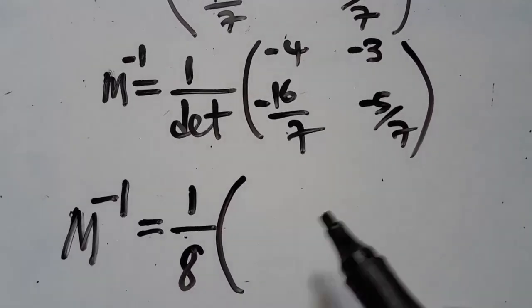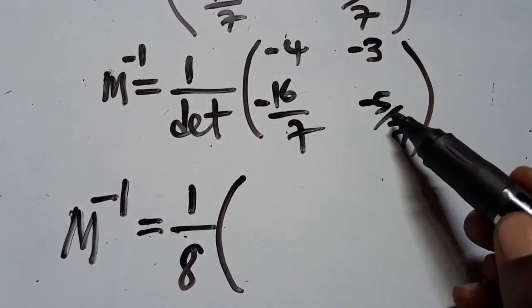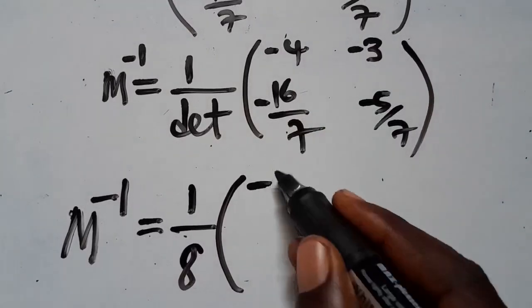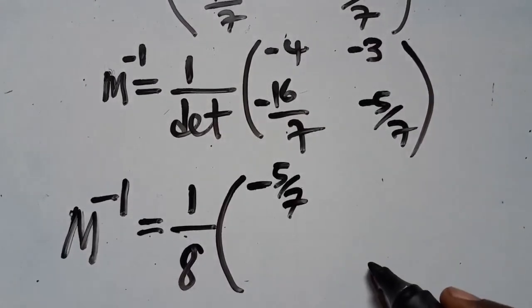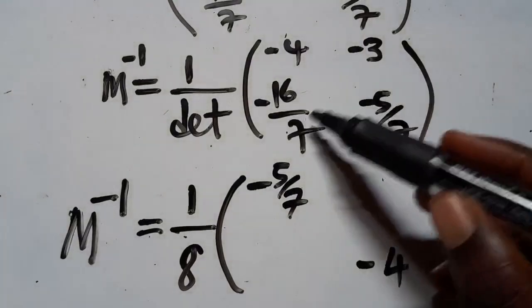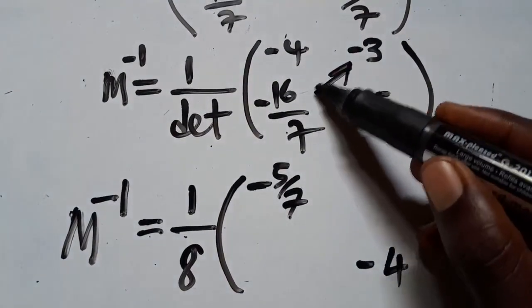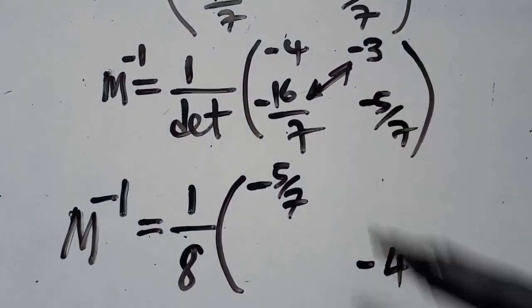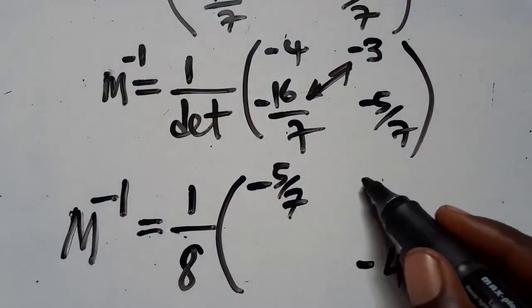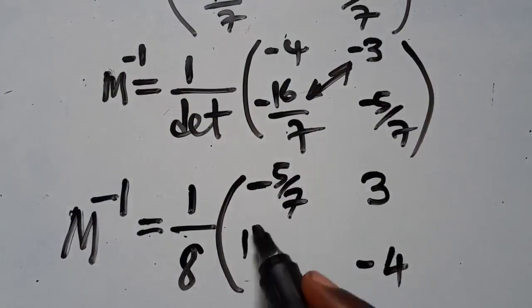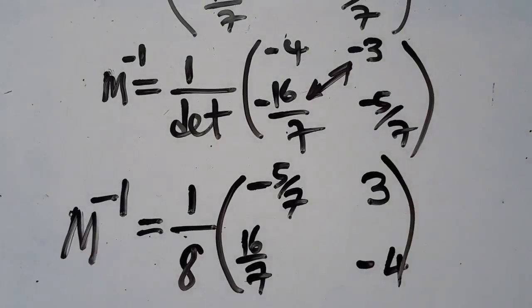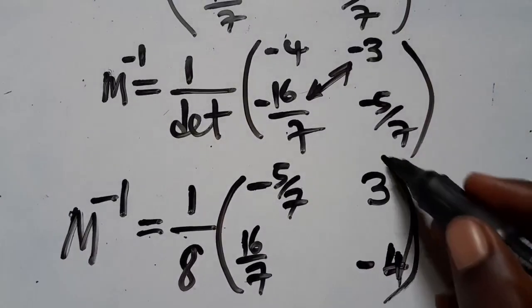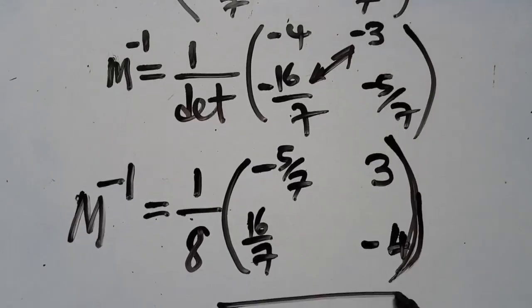After doing this, you know that in the major diagonal, positions will change. So negative 5 over 7 goes there. Negative 4 comes here. In the minor diagonal, this is the minor diagonal. You all know that. In the minor diagonal, signs will change. This one becomes positive 3. This one becomes 16 over 7, like this. This is a 4 that is here. So this is what you need to do. This is your answer. So these are the procedures and calculations that we are supposed to do.